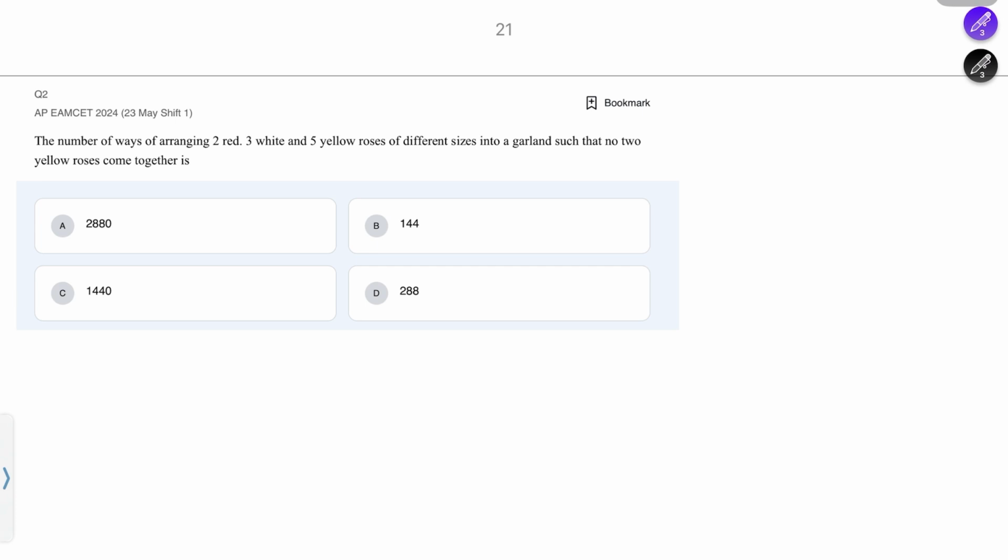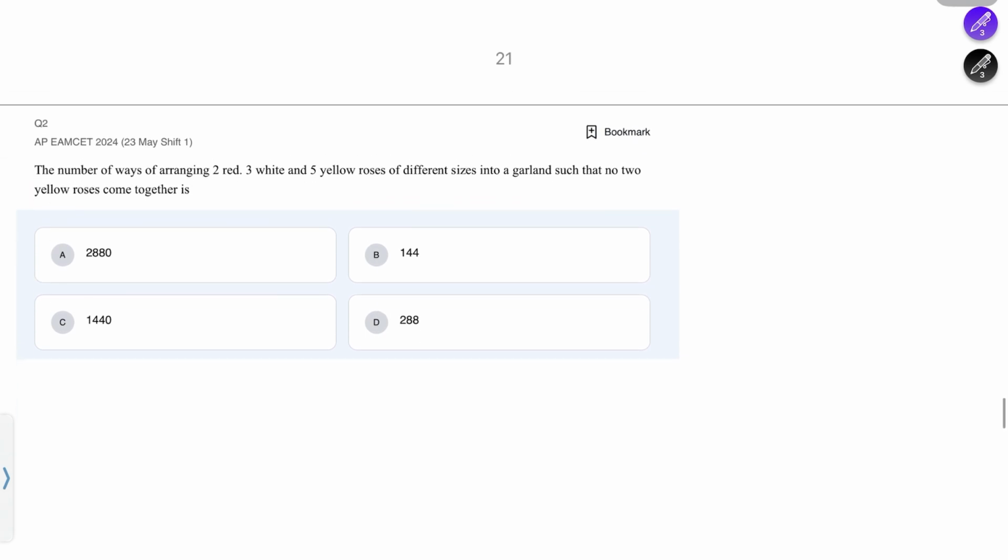The next question is: the number of ways of arranging two red, three white and five yellow roses of different sizes into a garland. Garland means round shape. Such that no two yellow roses come together. No two yellow come together means any two are not together, so you can use the gap method. It is the best method.